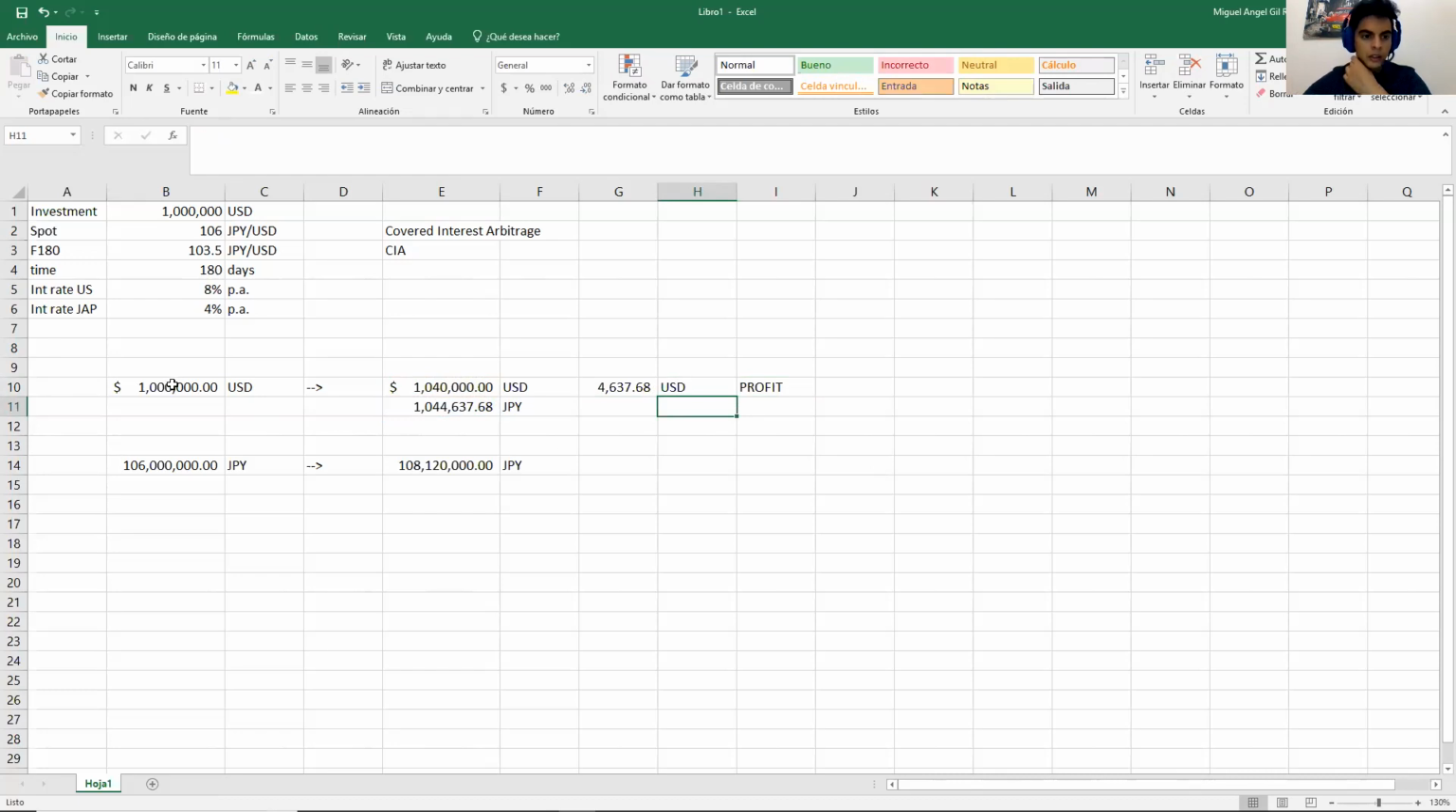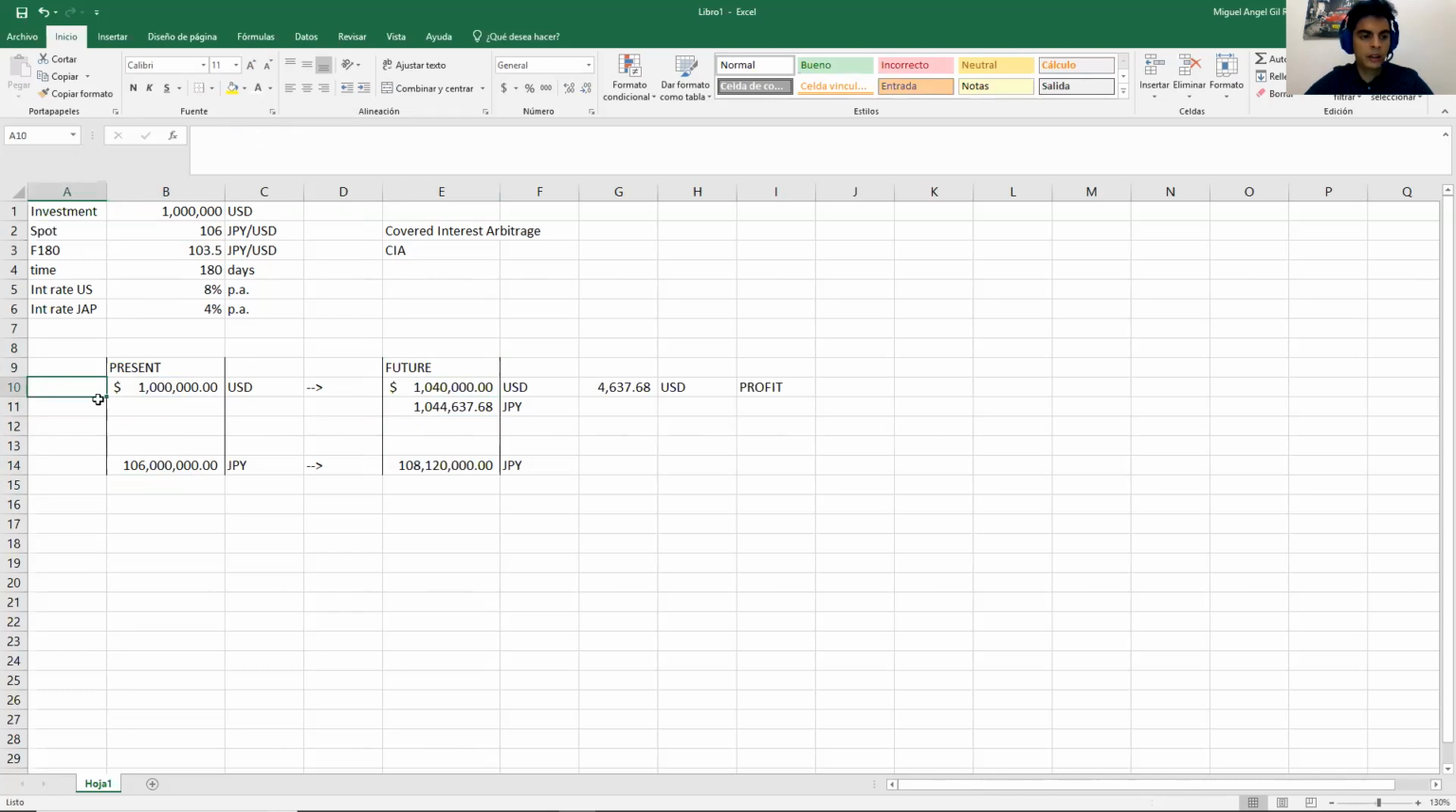And this kind of table that I have in here, I think it's very simple because in here, we are talking about the present, right? This is the present. So that's why we use the spot. Over here, we have the future. It's in 6 months. That's why we use the forward to convert our yen.